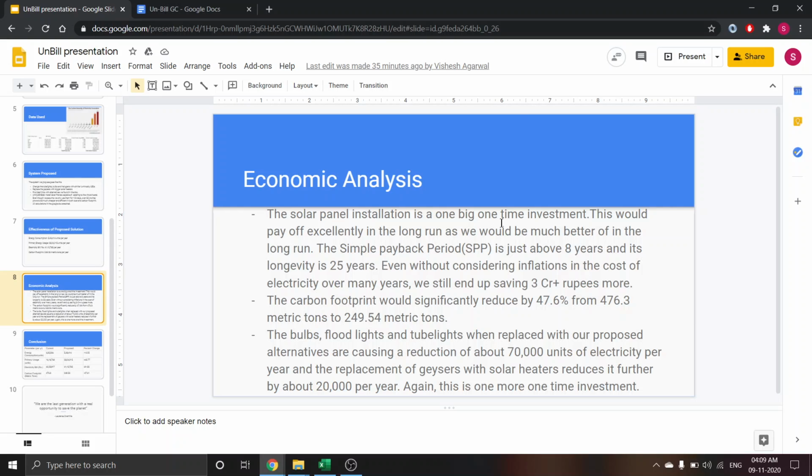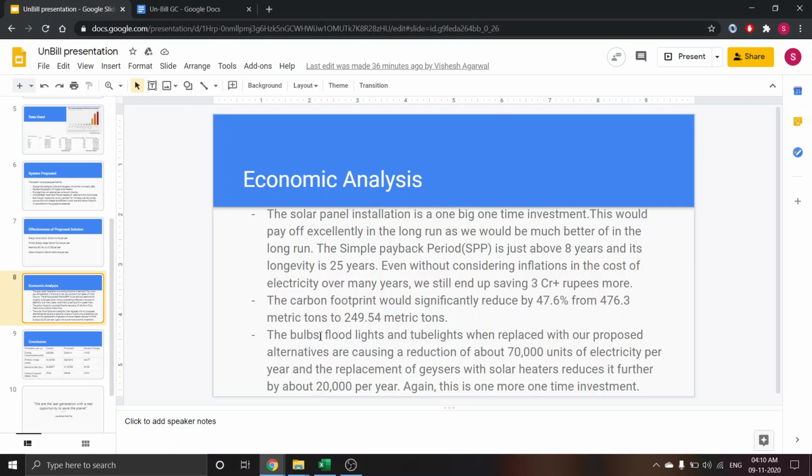So let's go over the economic analysis of our proposed model. The solar panel installation is definitely a big one-time investment, so you have to pay a lot initially while setting it up. But a simple payback period calculation tells us in how many years our initial investment would be completely covered. We get the initial investment back in about 8 years, and in the next 25 years we save more than 3 crores, and the carbon footprint is also significantly reduced, by around 47.6%. So from both an economic and an environmental point of view, our model performs significantly better than the current one.